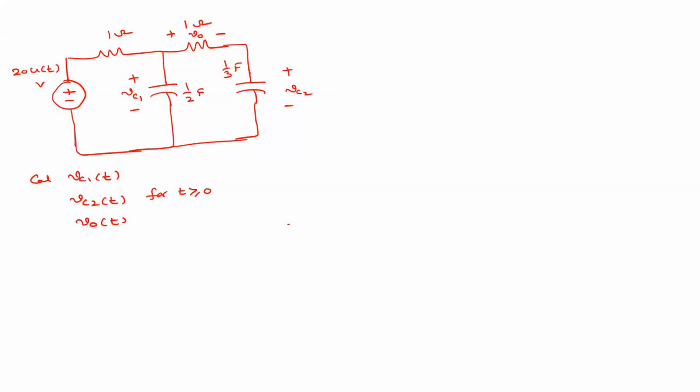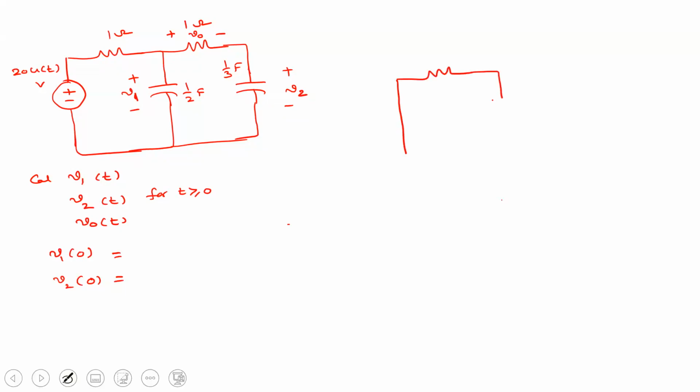Okay. So just for simplicity, I have written V1 here and V2 here. So what are the initial conditions? You have two initial conditions, right? You have two capacitors. So what is V1 of 0 and what is V2 of 0? 0. So 20 U of t, right? So that means the circuit will be like this. So that is short circuited.